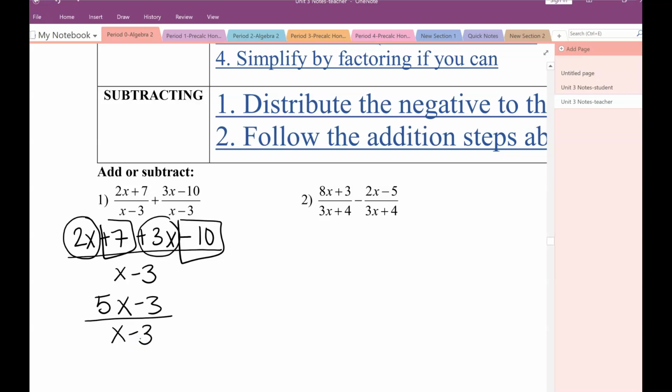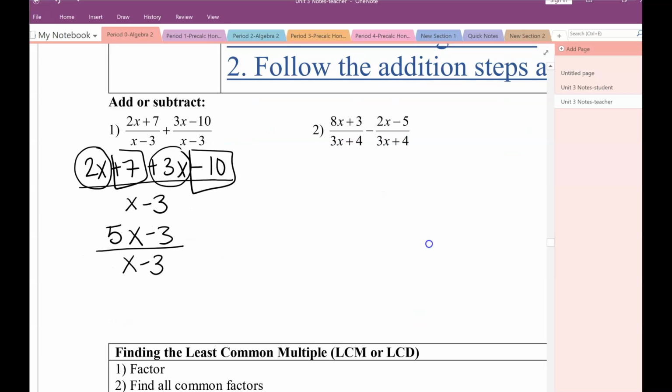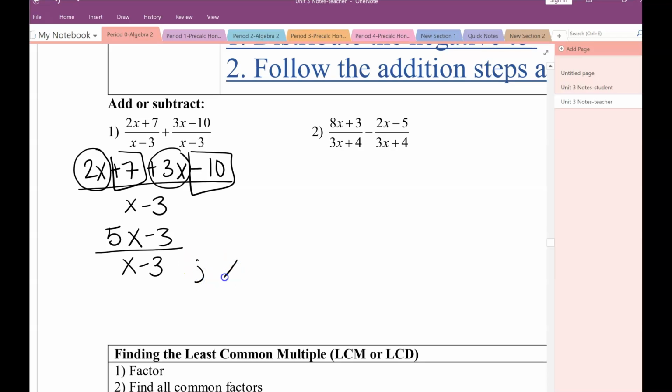Now we have to do what next before we simplify? Restriction. Do we restrict the numerator? No. So what is it? X can never ever be here. Good. So box that up.